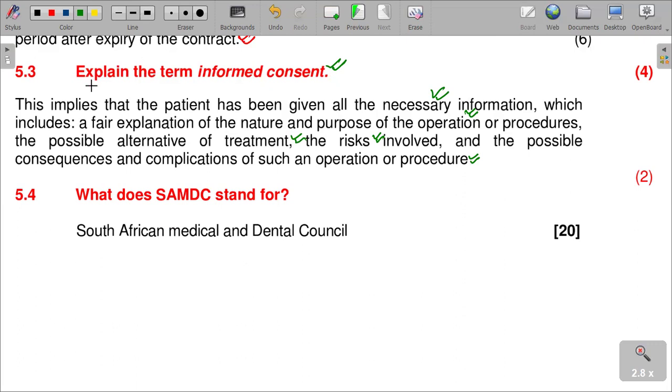And then, what is the meaning of SAMDC? What does it stand for in medical practice? It stands for South African Medical and Dental Council. That is the meaning of SAMDC. I'm sure that you have seen it quite a lot of times in various papers, so please take note of this.